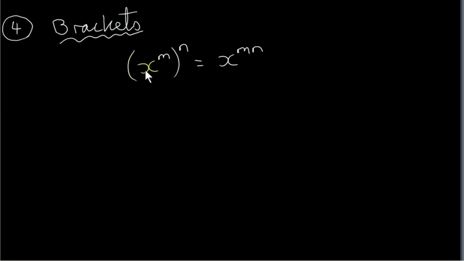So in general, if we take any number x, raise it to the power of m, and raise the whole lot to the power of n, that's the same thing as x to the power of m times n. We multiply m by n. In the next video, I will look at some exam questions.